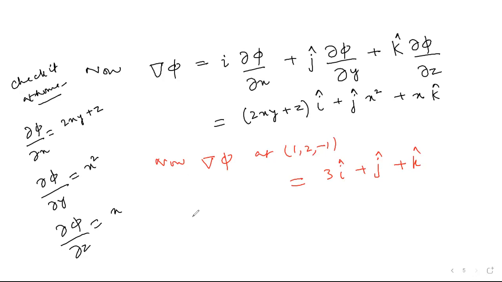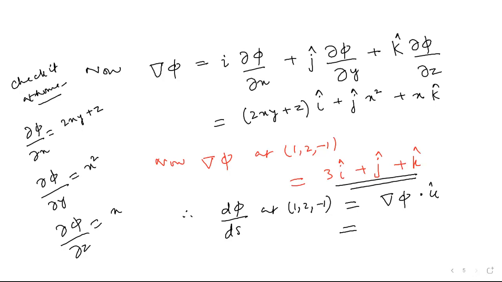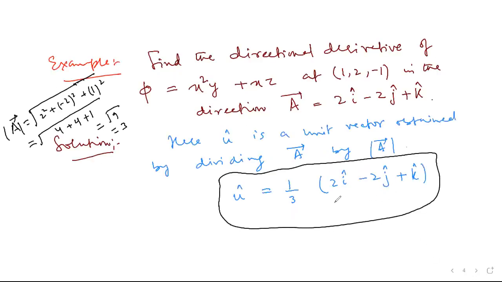So the directional derivative dou phi by dou s at this particular point 1, 2, minus 1 is just the dot product of del phi with u cap. Let us do the dot product. This is my del phi. And where is my unit vector? This is my unit vector.